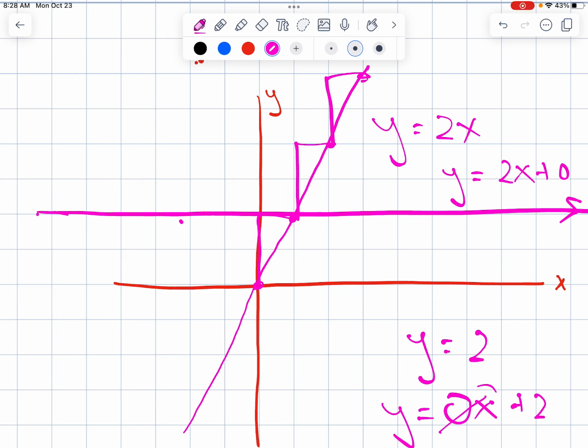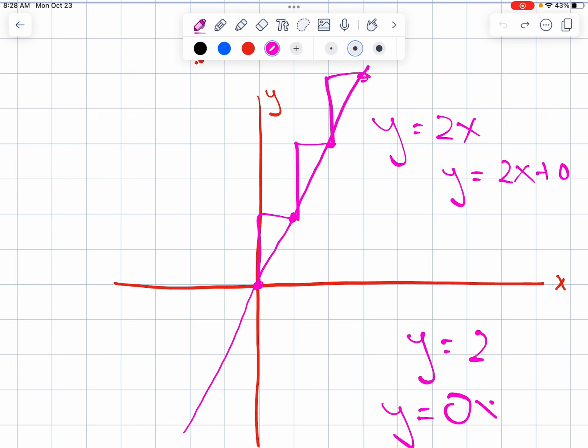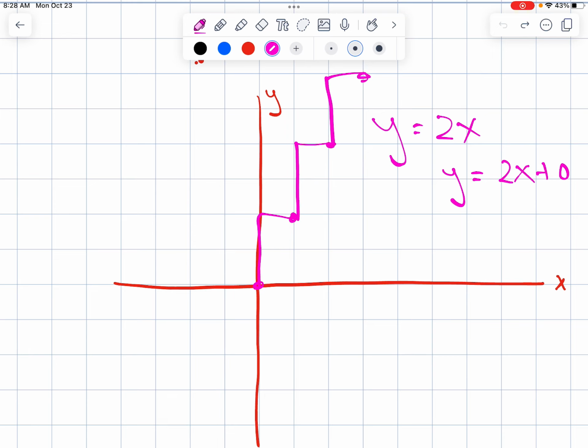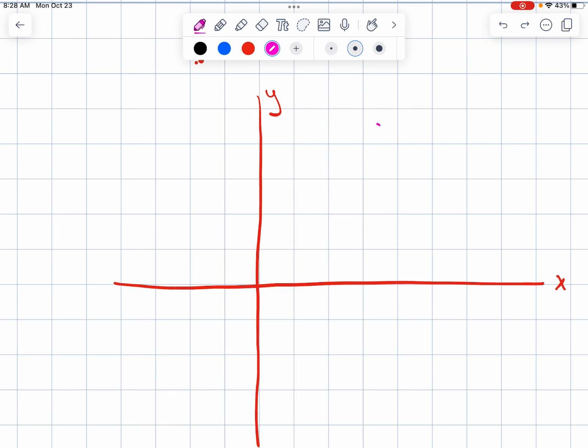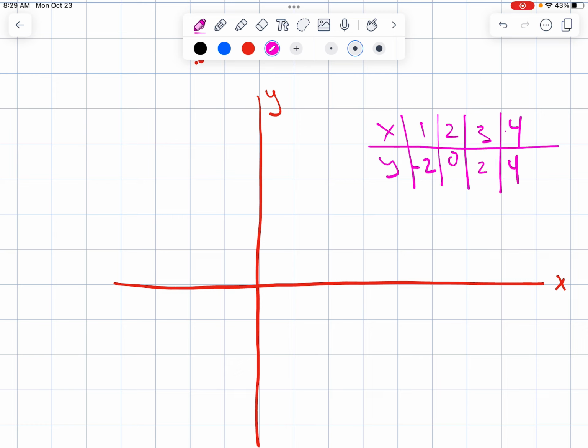Okay, let's do one last question. What if you're given a table and you have to write an equation for something in the table? So let's do this table. We got x and y, and we're going to do 1, 2, 3, 4, and here we have -2, 0, 2, and 4.